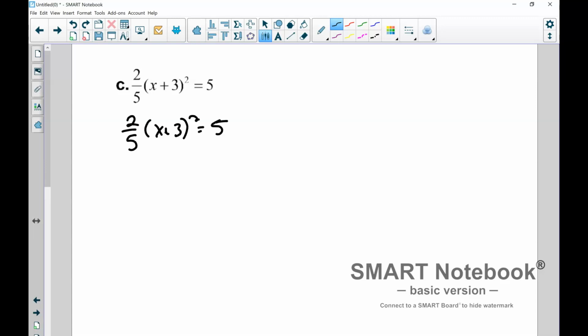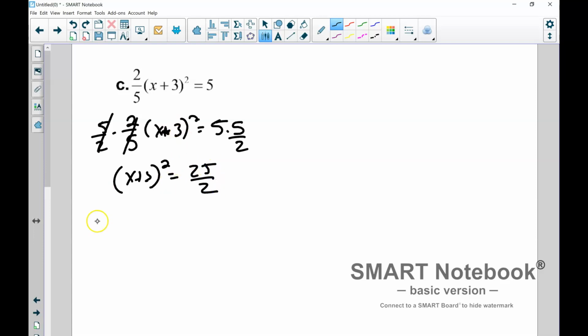Alright, this one's a bit complicated, and I'm going to have to throw some reminders at you from Algebra 1 for it. So in order to get rid of this one first, I am going to multiply by the inverse to get rid of that fraction. Because it's multiplication, I'm allowed to do that. So I have x plus 3 squared equal to 25 over 2.